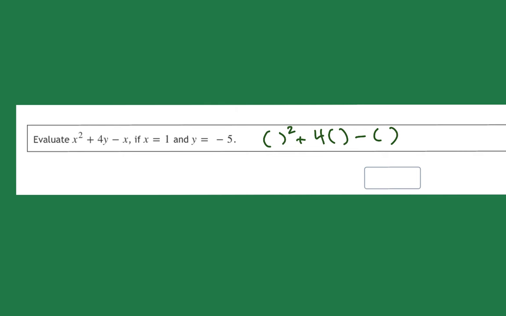But in this situation, the x has a value of 1, and the y has a value of -5. So wherever we saw the x, we put the value of 1. Wherever we saw the y, we put the value of -5.